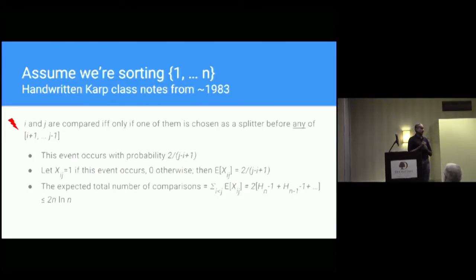Adding this over all i less than j, all ordered pairs, gives you exactly the expected number of comparisons. So notice that the thing near the bottom right is an equality. We don't have to mess around with an unknown constant c here. And then if you want, you can bound it from above by 2 times n times natural log of n. It's about 1.38 n log n. That's all.